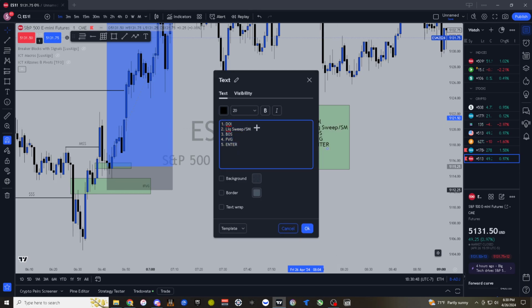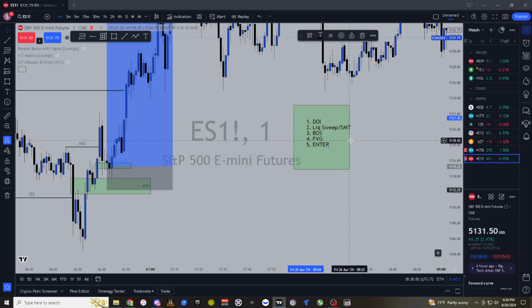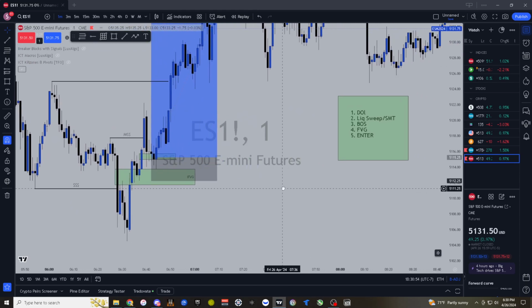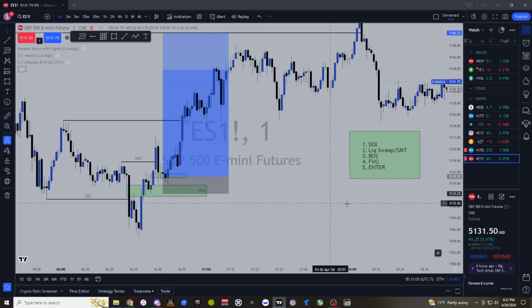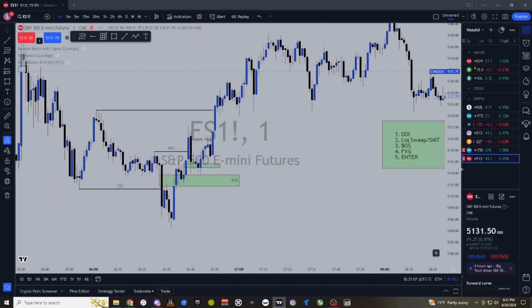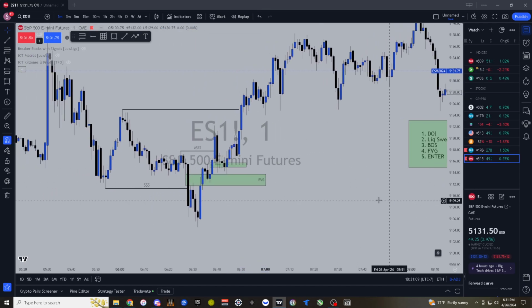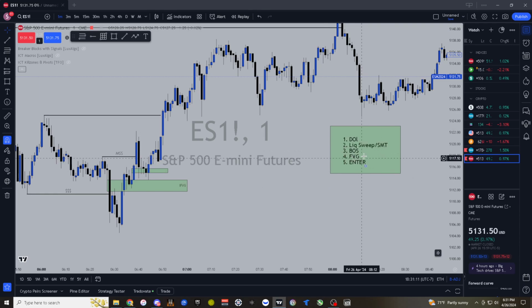Or SMT. I'll go over SMT in a separate video because I think that deserves its own video. But anyways, this is all you need. Anything else is noise. All you need is draw on liquidity, liquidity sweep or SMT, breaker structure, fair value gap, enter. That's it. Simple. If you look for that every day, I guarantee you will become profitable. If you can stick to this, if you can be patient and only trade this, only.